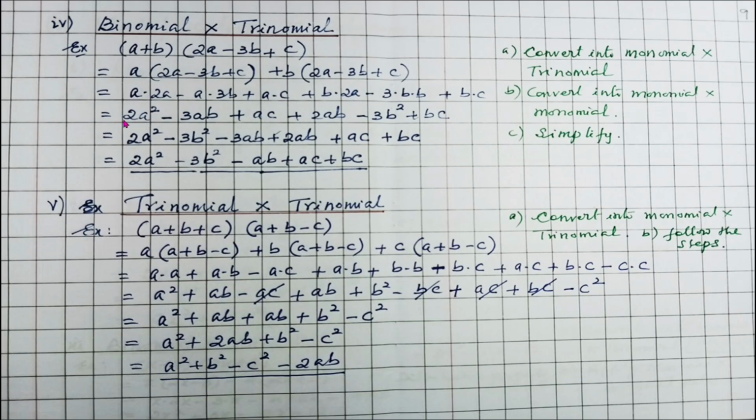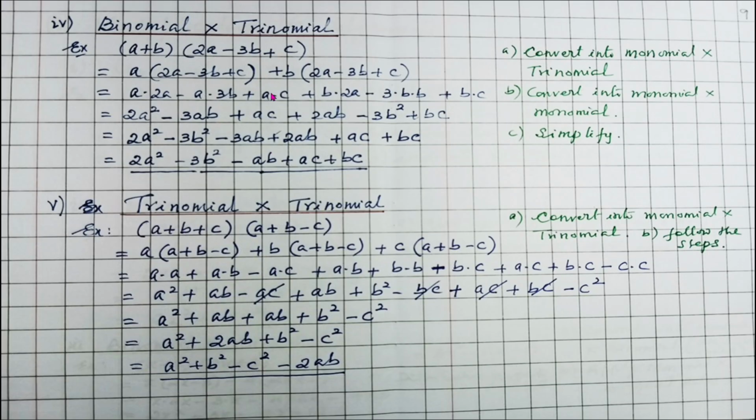Now simplify it. This is 2, a into a becomes a square, minus 3 into ab, plus ac, plus 2ab, minus 3b square, plus bc. Now see the like terms, bring them together. We have got 2a square here, then minus 3b square, minus 3ab plus 2ab, plus ac plus bc. Now 2a square remains as 2a square, minus 3b square remains as it is, minus 3ab plus 2ab means minus 3 plus 2 becomes minus 1, minus ab, plus ac, plus bc, and this is the product of this binomial into trinomial.